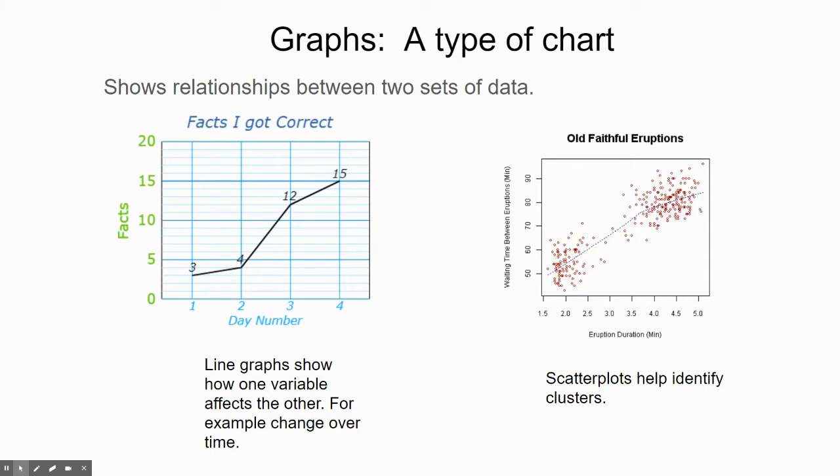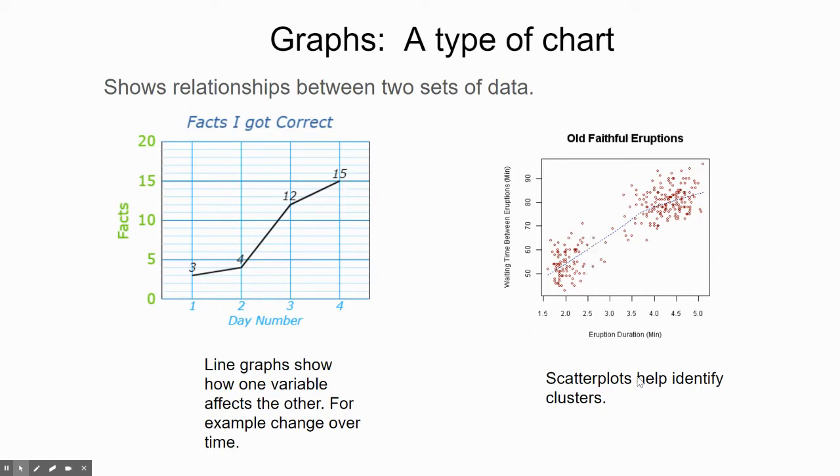A graph shows a relationship between two different sets of data. So for example, on this one, it's a chart about how many facts they got correct over a period of 4 days of practicing. So these are the amount of facts they got correct, and these are the days. And you can see there's a relationship that as time goes on, they get more and more facts right.